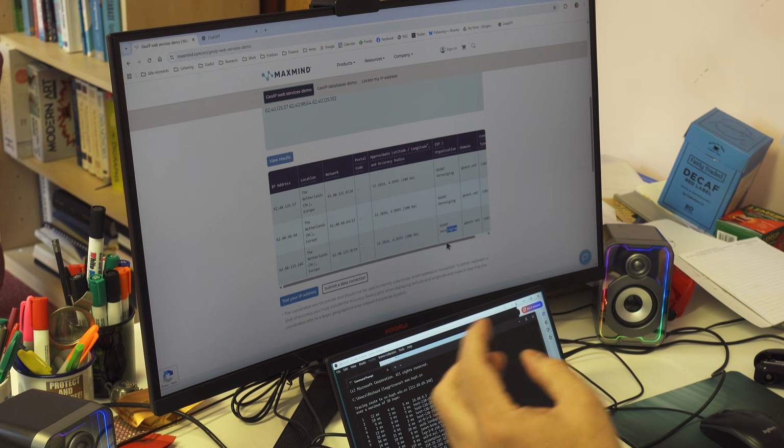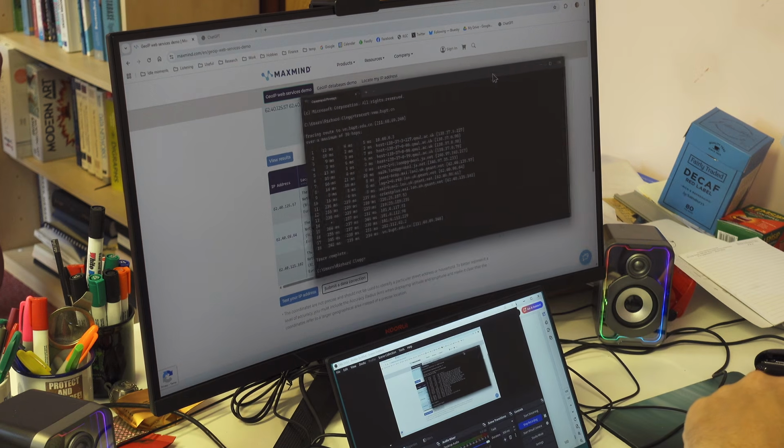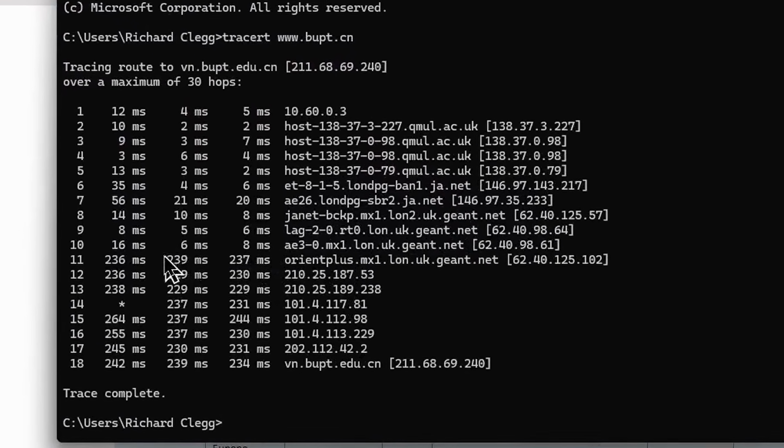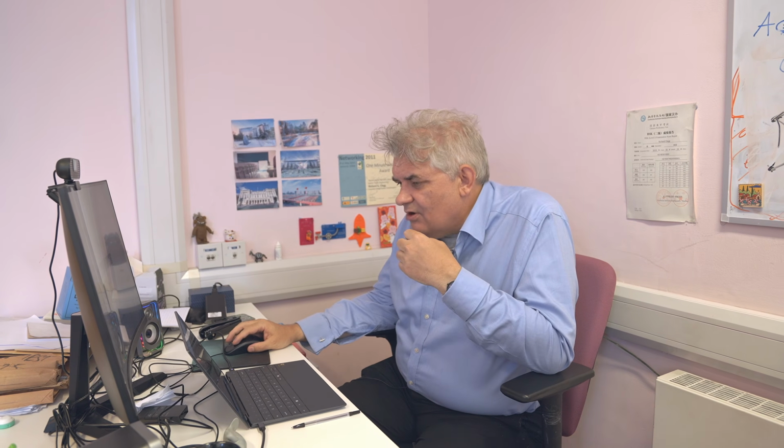It's 200 milliseconds. 236, 239 milliseconds. If we look back at our trace, we can see this hop. And it's also saying Orient Plus, so we suspect that might actually be a lot further away. Mostly this works fine. I've shown you some where it doesn't work, where it thinks something is in the Netherlands. Actually, let's just do one or two more.